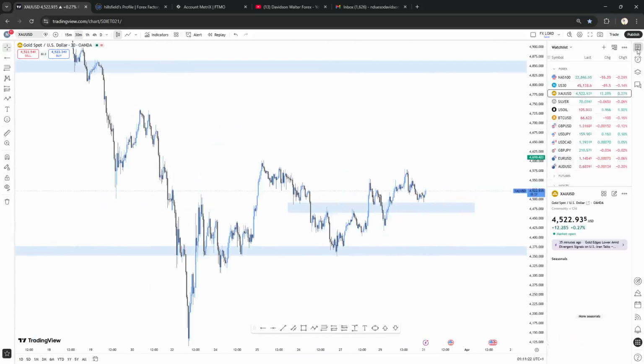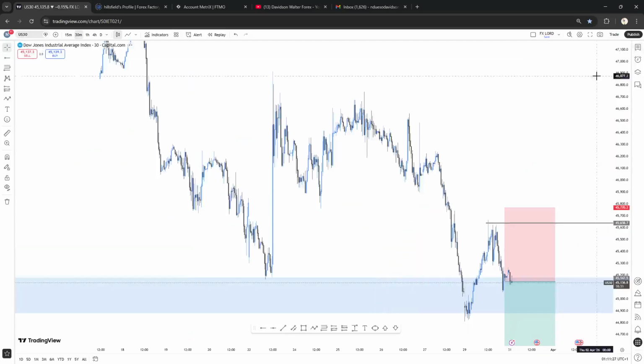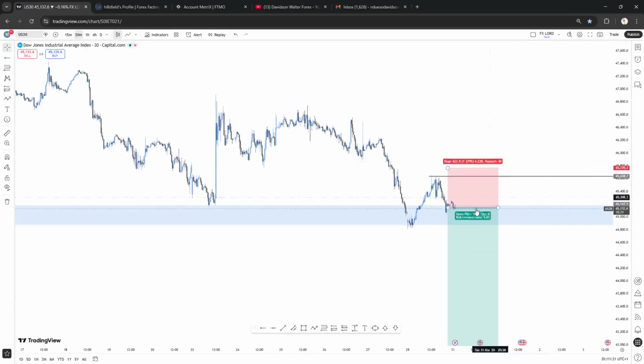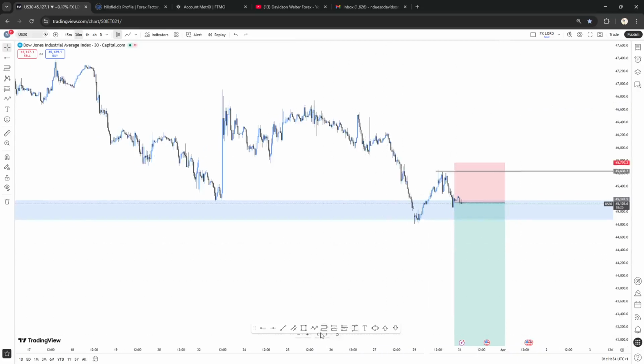Let's look at US30. I'm also on US30. I just got into this one not too long ago. I was waiting for this correction, then a continuation, and I came in. So you can see after this correction, I saw the continuation and I got in.